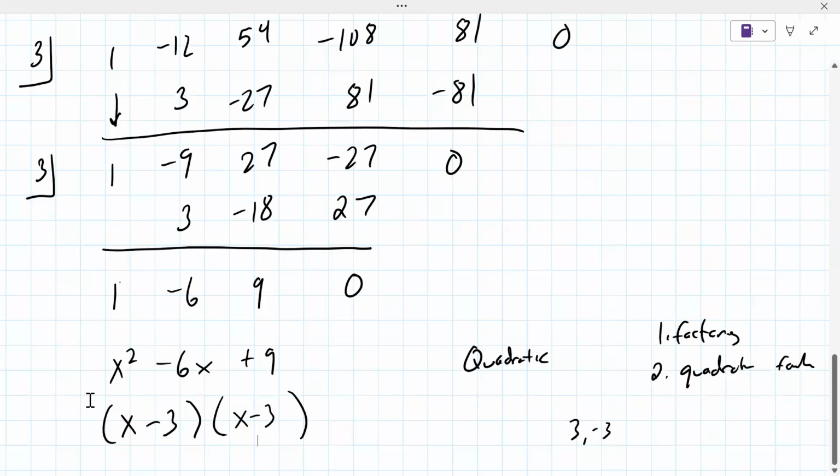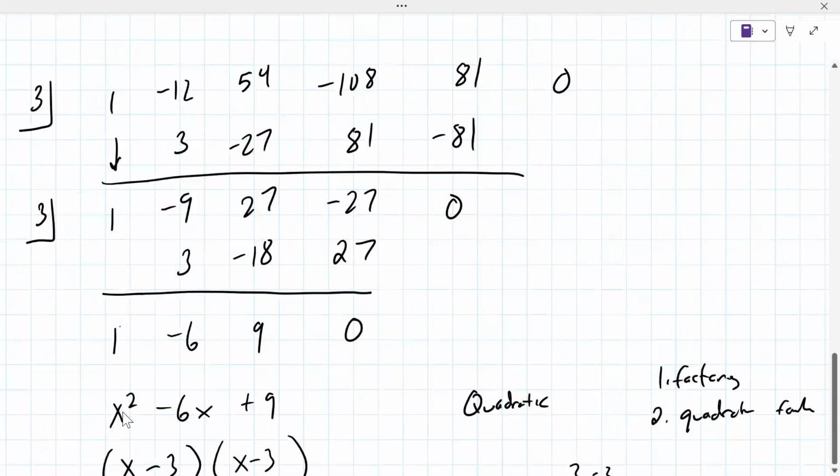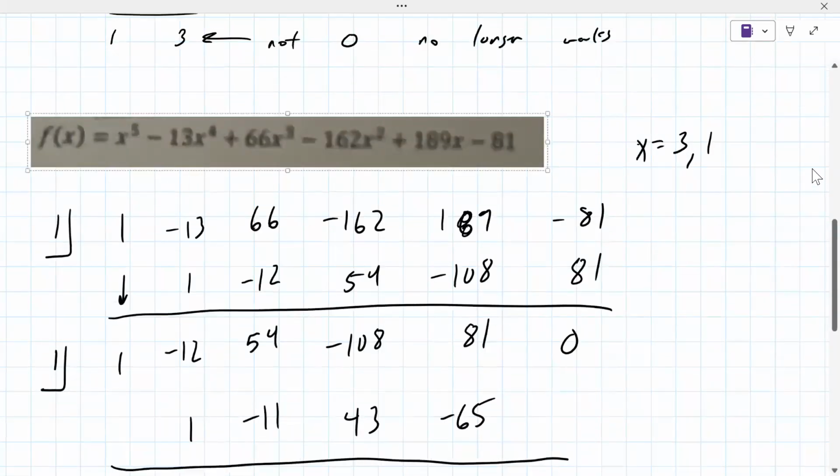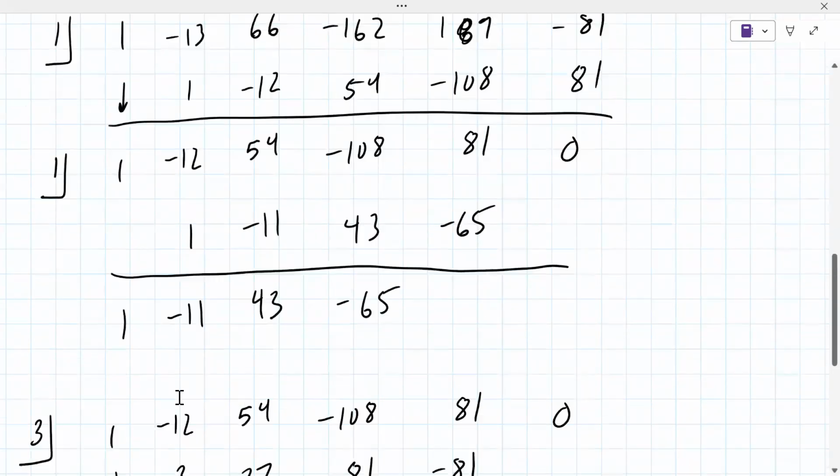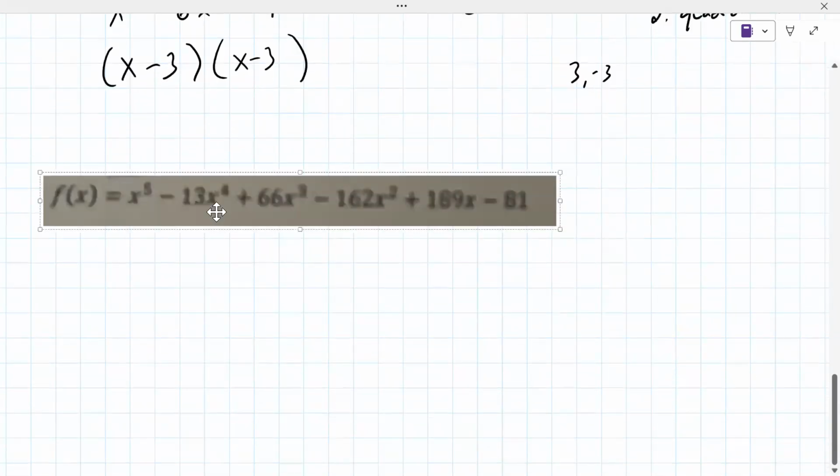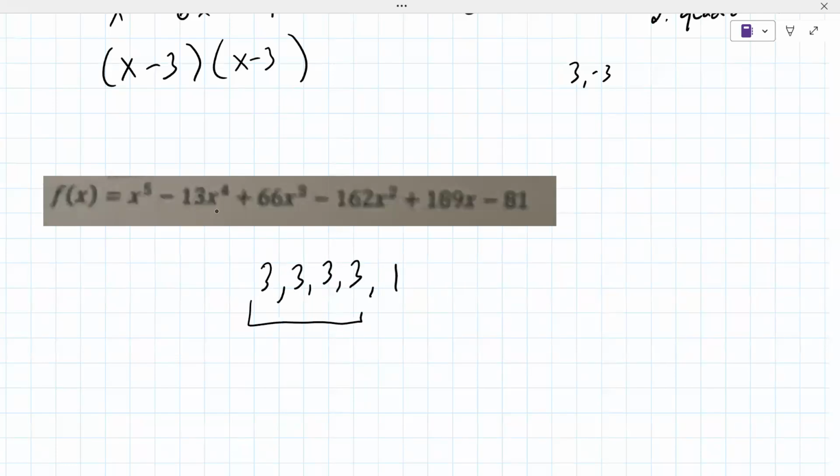All right. So this actually means that 3 works 4 times. If we go back to the original problem here, we know that it's 3 and 1. We know that it's actually 3, 3, 3, 3, and then 1. So multiplicity of 4.